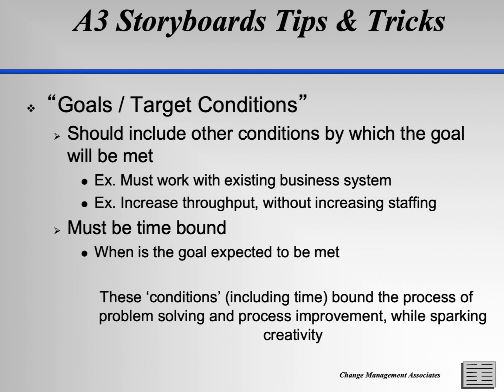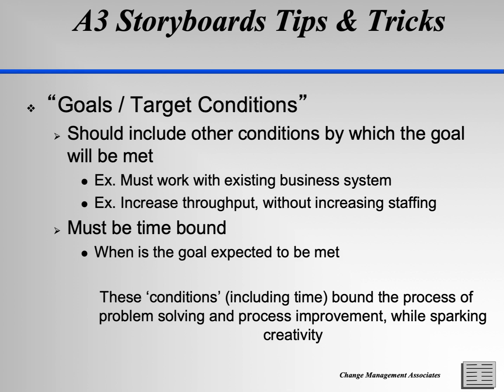The goal or target should also include any conditions by which the goal will be met. I have seen where the pursuit of a measurable goal has come at the expense of other process characteristics. Here are just 2 examples of possible conditions. Process changes can be made, but the effort must work with the existing business system. Second example states that throughput goal must be met with existing staffing. The author cannot simply throw bodies at the problem.